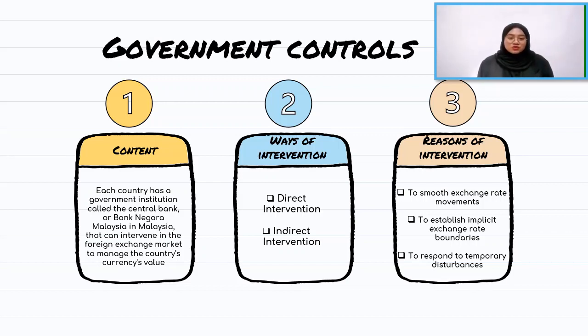Firstly, to smooth exchange rate movements. Secondly, to establish implicit exchange rate boundaries. And lastly, to respond to temporary disturbances.